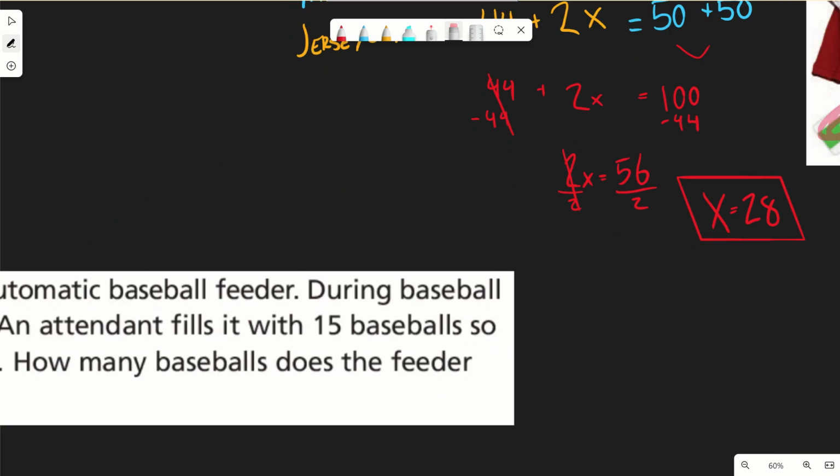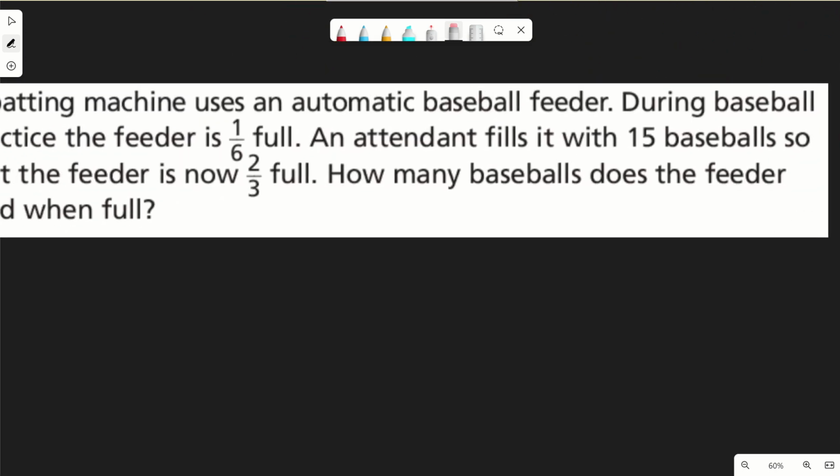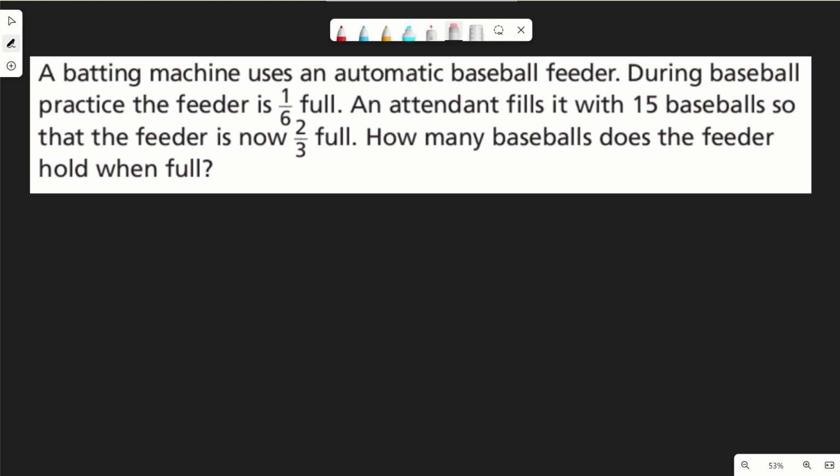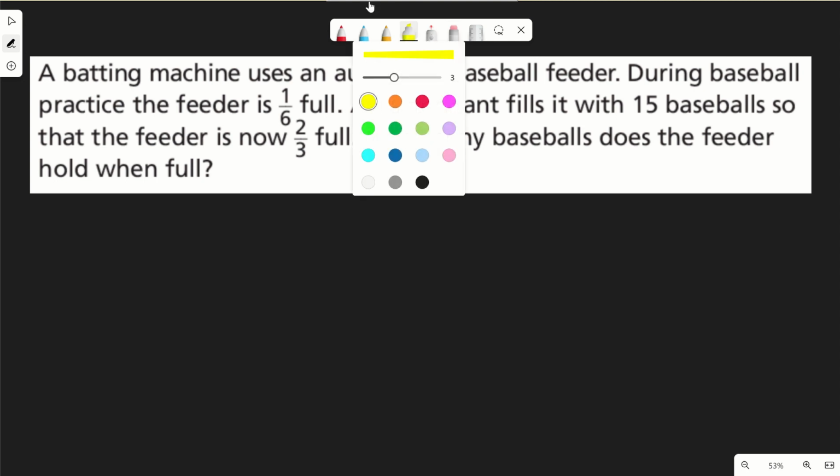All right, let's try another one. A batting machine uses an automatic baseball feeder. During baseball practice, the feeder is 1/6 full. An attendant fills it with 15 baseballs so that the feeder is now 2/3 full. How many baseballs does the feeder hold when it's full? Okay, we've ramped it up. We've involved fractions into our equation here.